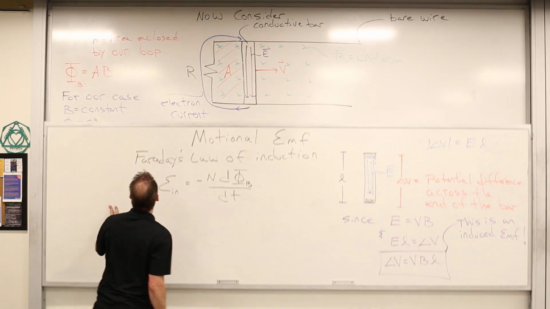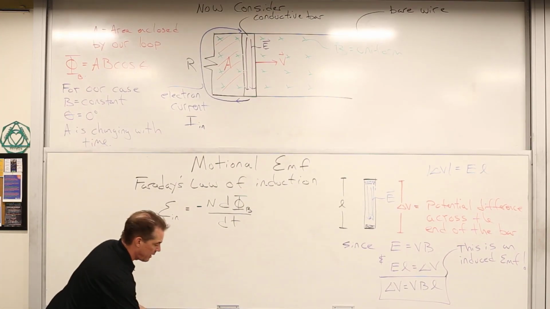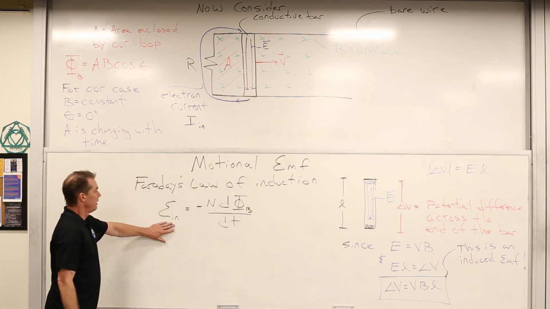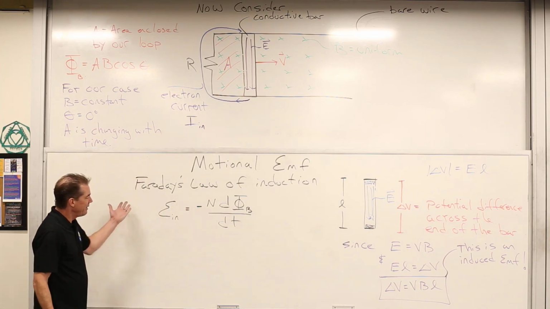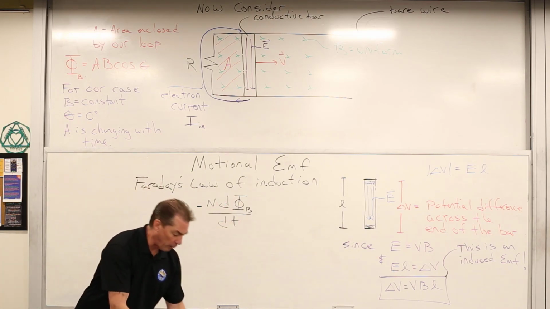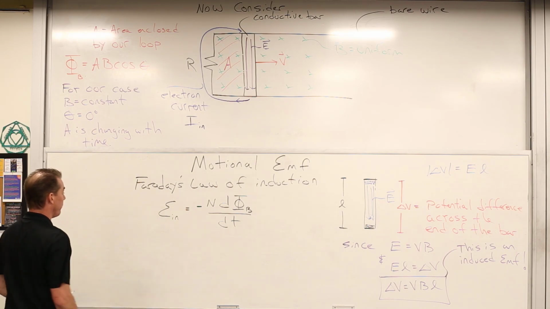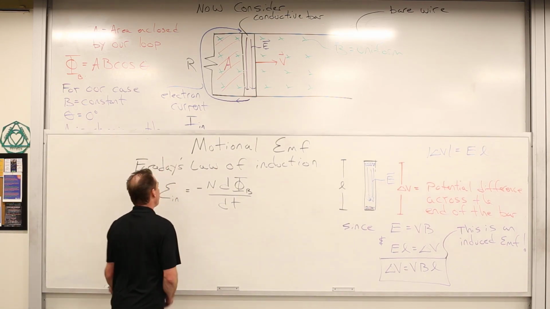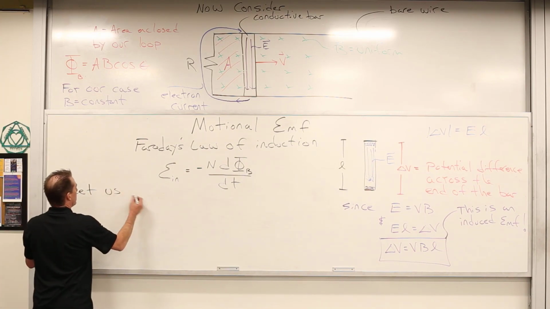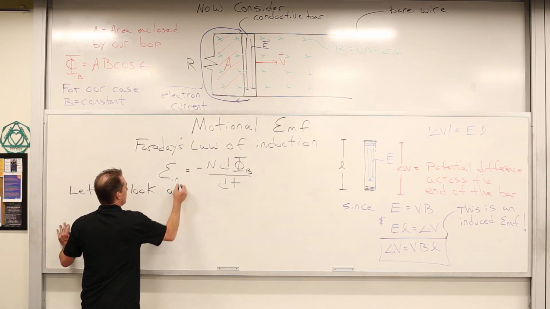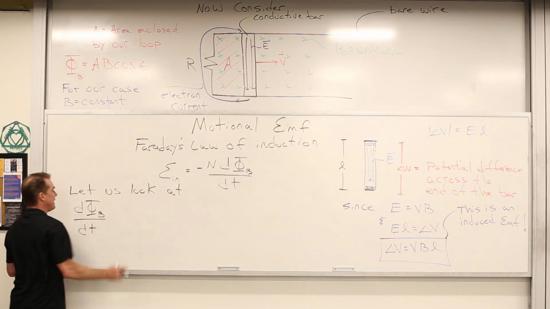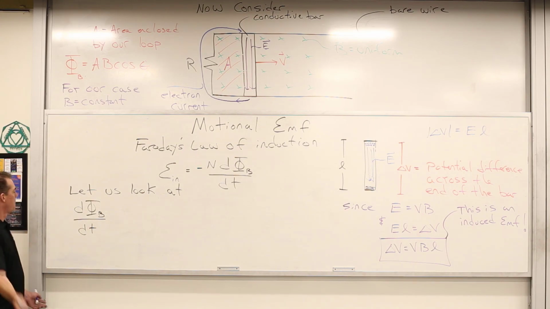Alrighty then. So let's take a look at this. We go back up to Faraday's law of induction right here and go ahead, and what we're going to do is try to figure out what this d phi sub b dt is, the rate of change of the magnetic field flux with respect to time. So let us look at d phi sub b divided by dt. We figure out what that is, we're good.